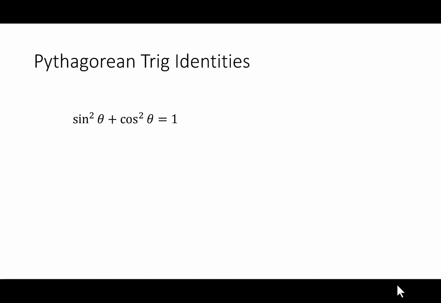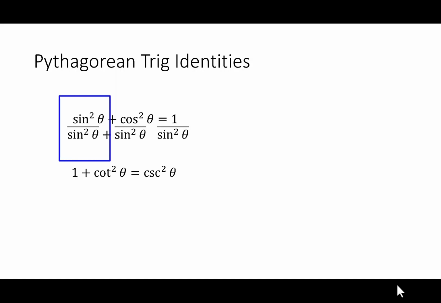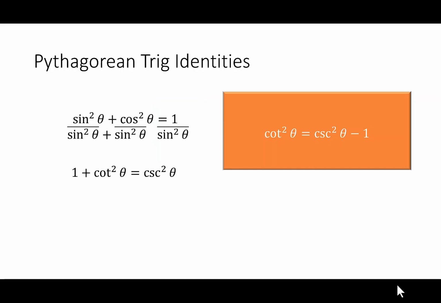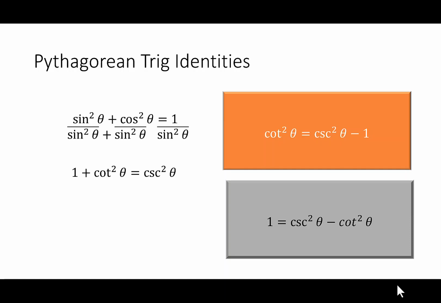We could also divide sine squared theta plus cosine squared theta equals 1 by sine squared theta. Sine squared theta over sine squared theta will be equal to 1. Cosine squared theta over sine squared theta will be cotangent squared theta, and 1 over sine squared theta is cosecant squared theta. Solving for cotangent squared theta, we'll get cotangent squared theta is cosecant squared theta minus 1. We could also write 1 is equal to cosecant squared theta minus cotangent squared theta.